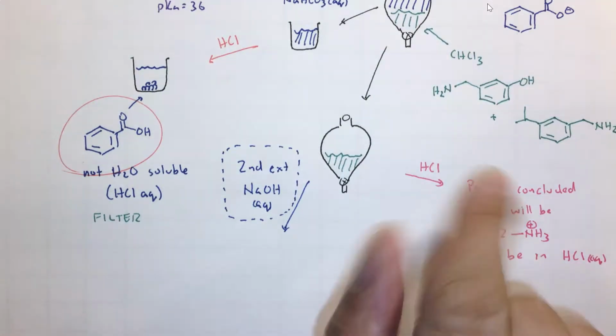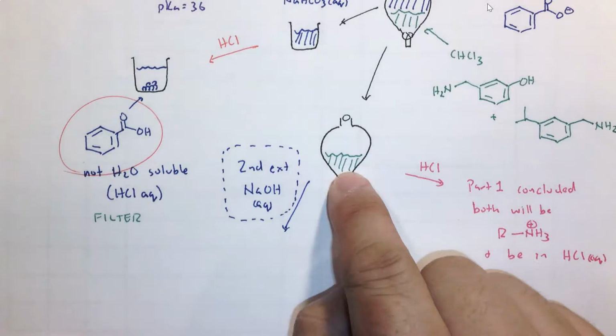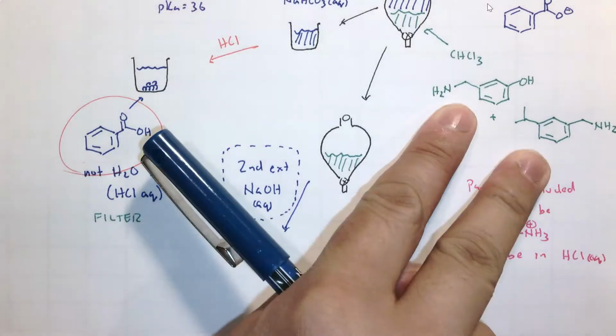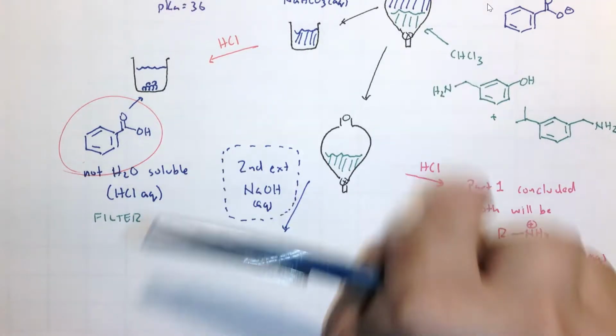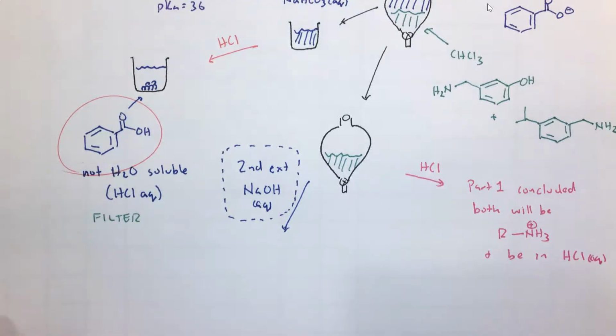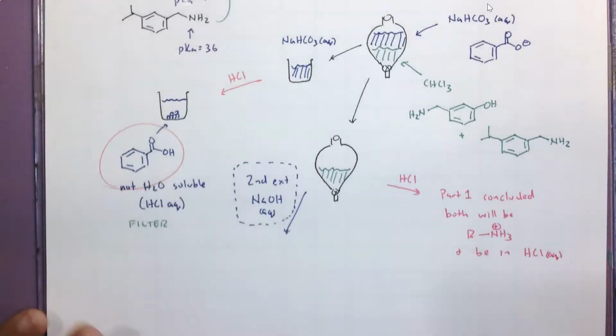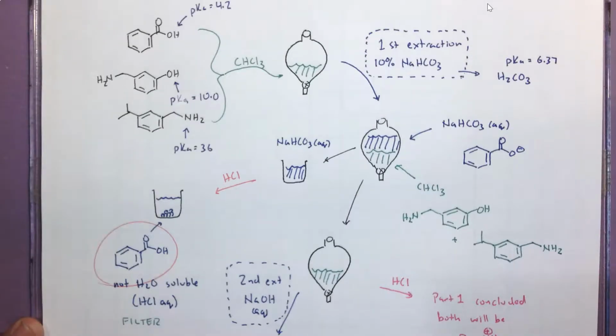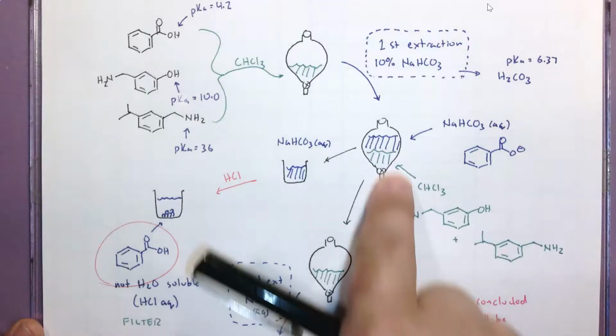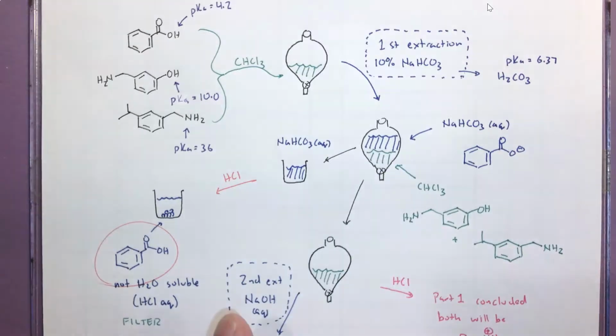Remember, the only two molecules that are in the chloroform right now are these two molecules. It's in the chloroform. Okay. Well, let me zoom out a little bit to get the 6,000 foot view. We're just chugging along, and now we have a new separatory funnel that has the two layers.